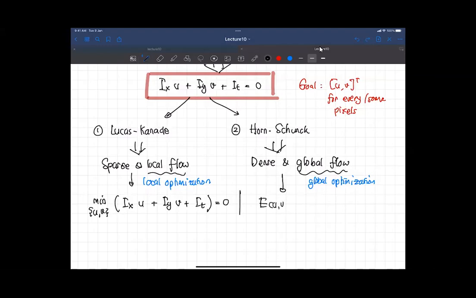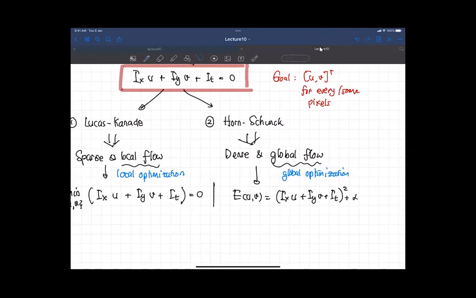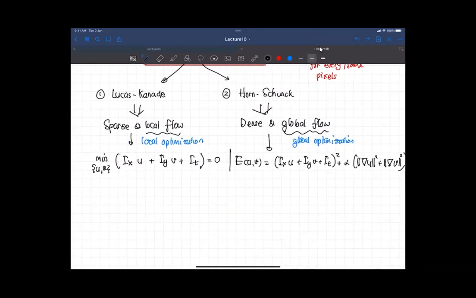E(u,v) for every pixel in the map u and v. We want to have (I_x u plus I_y v plus I_t) squared plus alpha multiplied by the smoothness constraint, which is the magnitude of nabla u squared plus nabla v squared. Okay, so that's the optimization equation or the objective function E. But this one is expressed in a local way. There's nothing global here. The only difference is that this one has the smoothness constraint, while in Lucas and Kanade there is no smoothness constraint. This one is minimizing the equation.